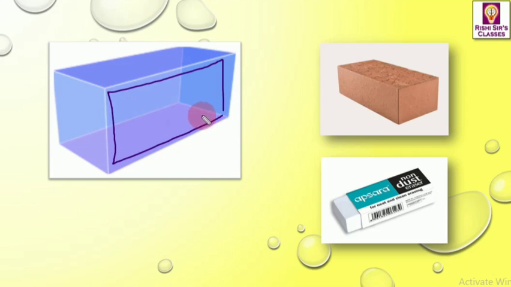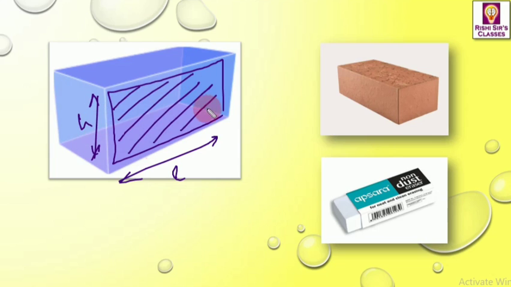What is the area of a rectangle? L into B. And that was already L, and that was the height. So we can say the area of this portion is L into H. There are 2 portions like this. First this one face, then backward. So it is 2 into LH.